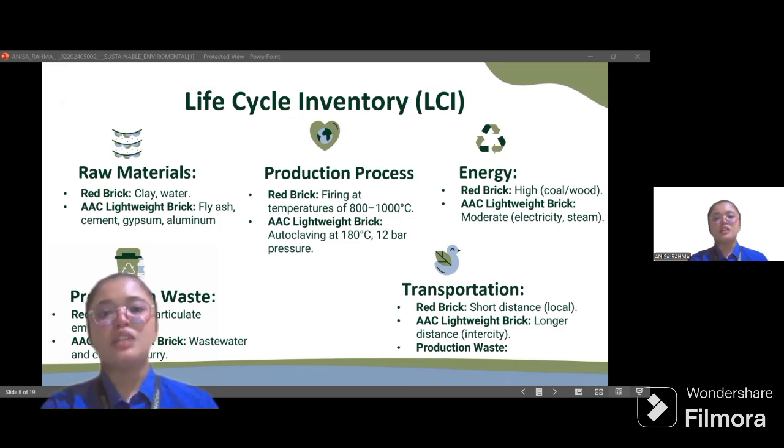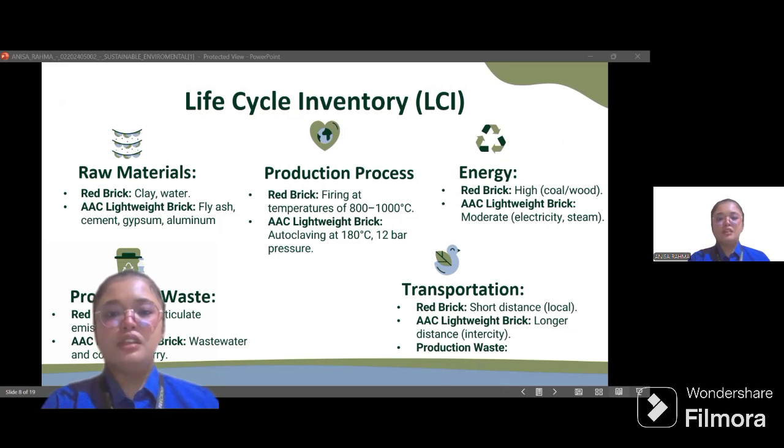The fourth is transportation. Typically red bricks are produced locally, and transportation distances are relatively short. The carbon footprint from transportation is low, as long distance shipping is not required. AAC bricks are often produced in large factories that are more centralized, which might result in longer transportation distance between cities for distribution. This transportation requires more energy, increasing the emission associated with it.